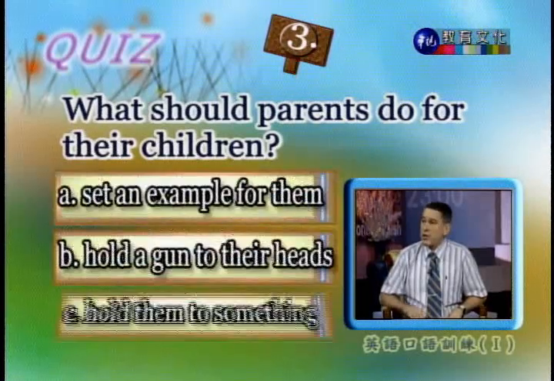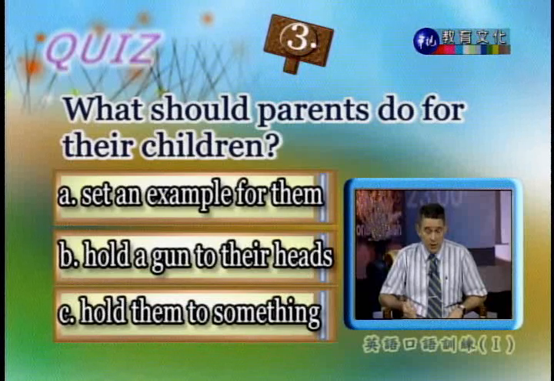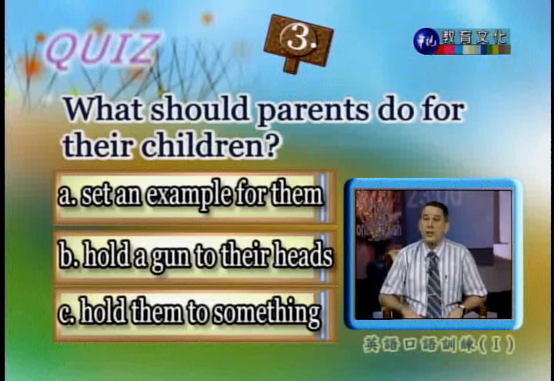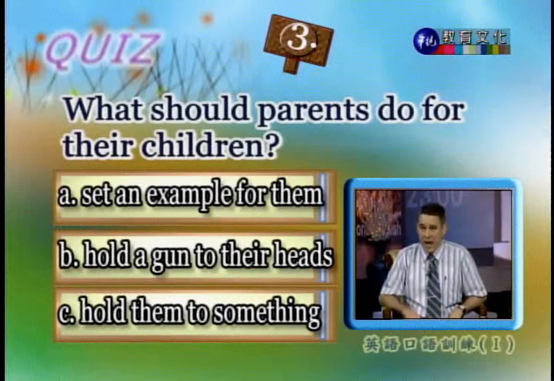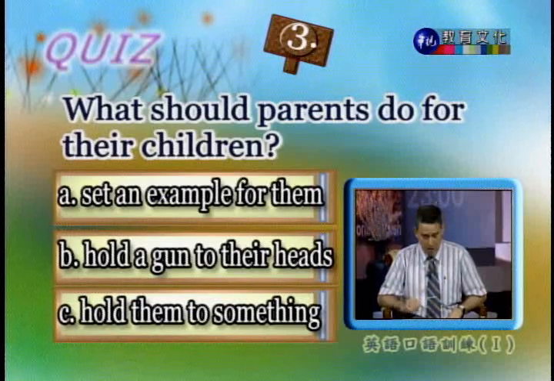OK, let's move on. Number three: What should parents do for their children? So this is a simple question. You have to choose the best answer. Is it A, set an example for them, B, hold a gun to their heads, or C, hold them to something? Now, this is a good question because, in fact, A, B, and C are all possible answers, but you want to choose the best one.